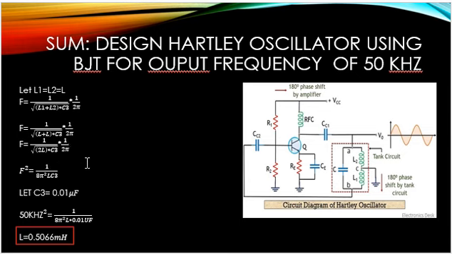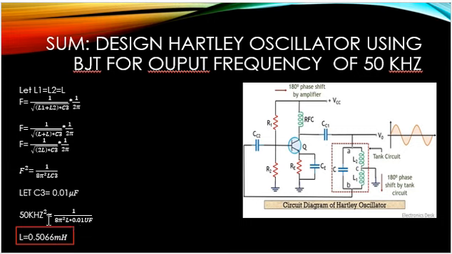Next, we need to remove the square root sign, so we make it f square is equal to 1 upon 8 pi square L C3. We need to assume C3 to be 0.01 microfarad, and the output frequency we need is 50 kilohertz squared. So we can calculate the value of L, where L is constant, and we get L equal to this expression.